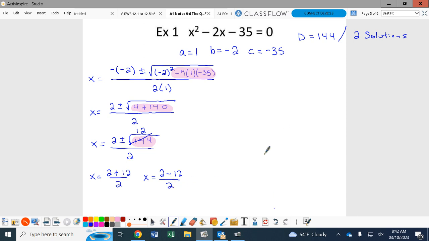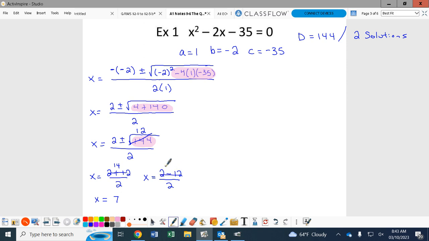How do I know I'm going to do it twice? Because I know I'm going to get two solutions. So what is 2 plus 12, guys? So 14 over 2. And what's 14 over 2? 7. There you go. For the next one, what is 2 minus 12?